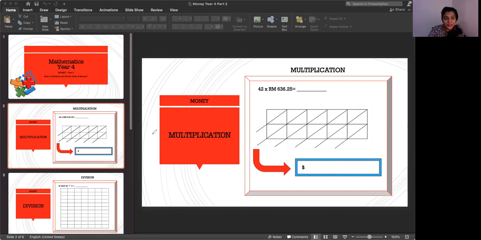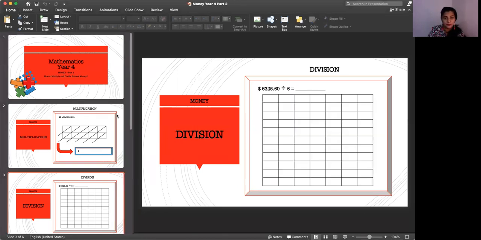Right, let's clear, and let's look at our next question, which is a division. 5,325 ringgit 60 cents divided by 6. So how do you do this? Very simple, standard written method. Do your normal long division. So write down the digits, 5,325.60. Oops, sorry, it's a bit ugly. 60 cents. Divide by 6.